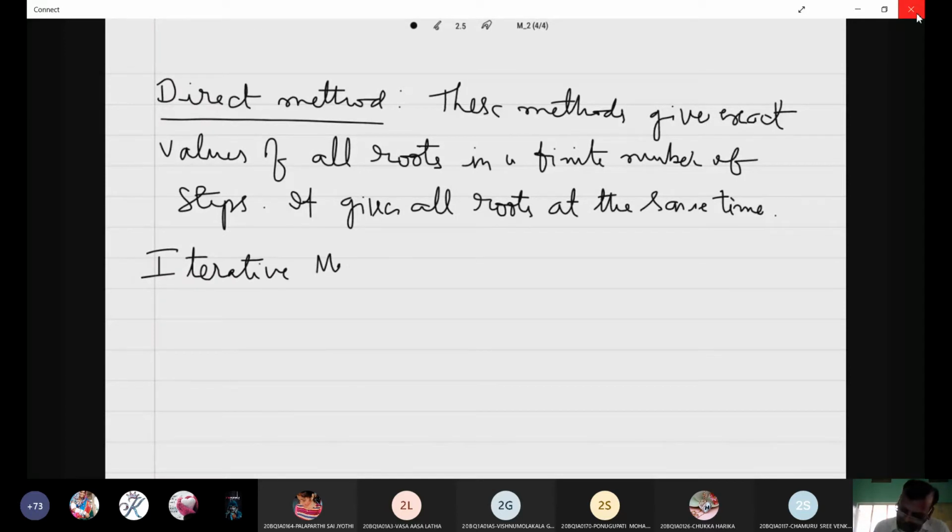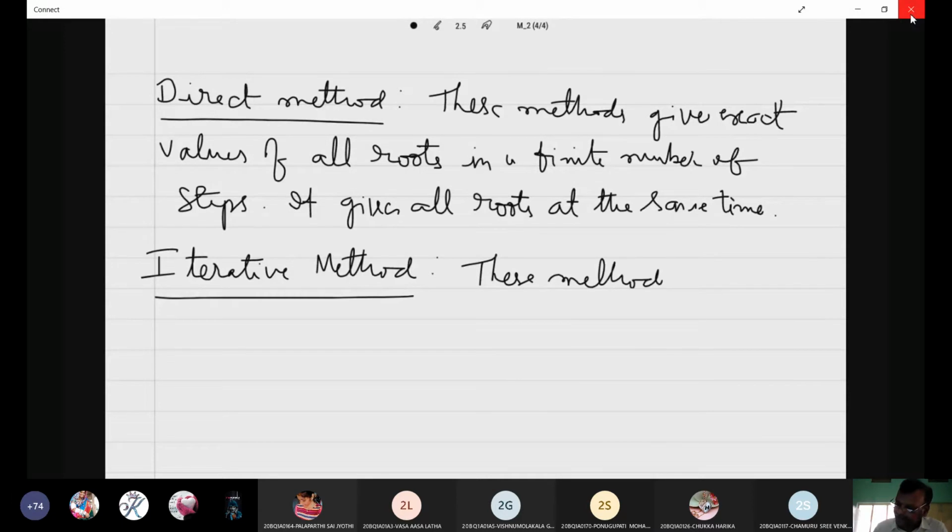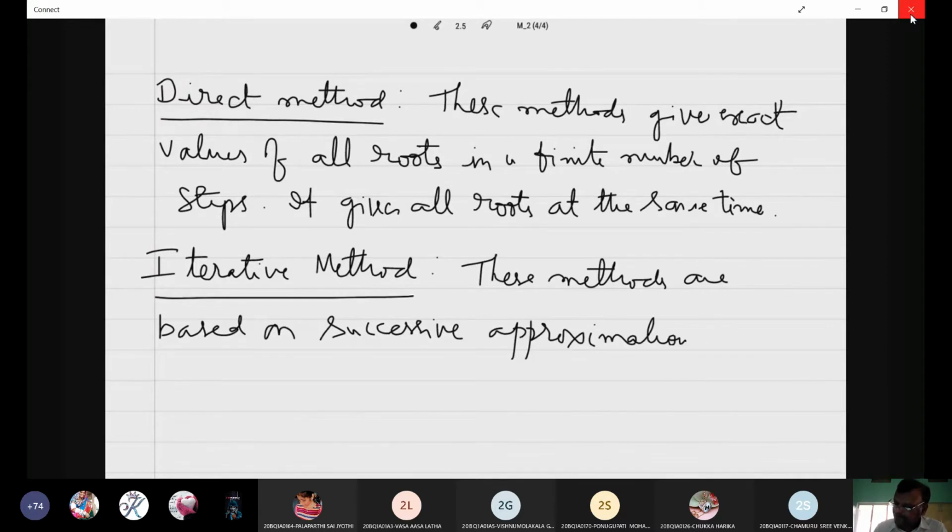Iterative methods. These methods are based on the idea of successive approximations. Right? Now, when you need to find the approximate root, initially we have to assume or take one initial value.